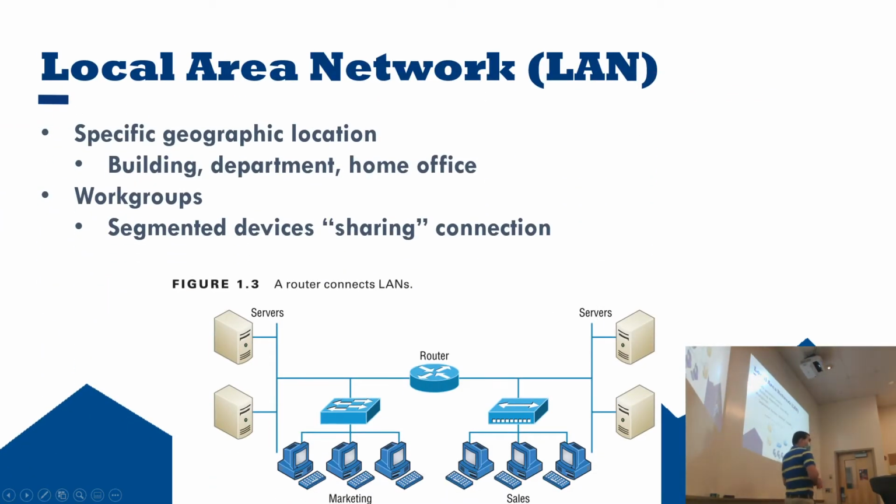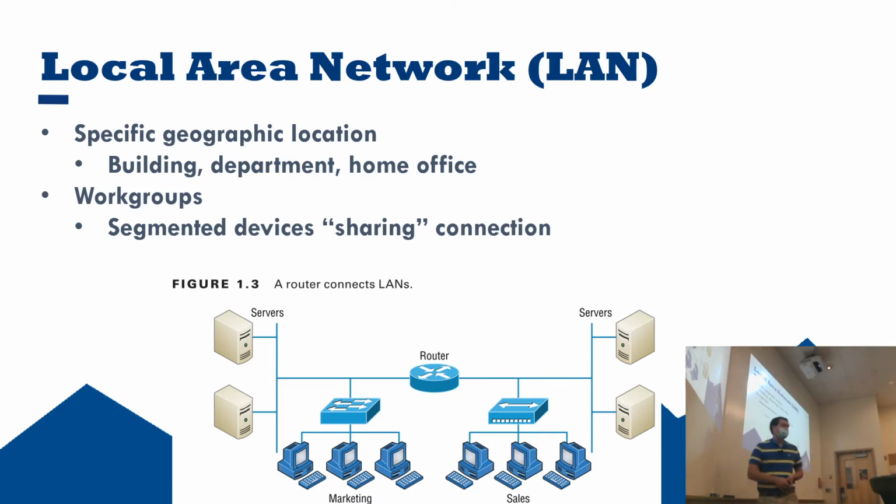So one specific type of network is a local area network. And as the name would imply, it is specific to one geographic location. So for example, let's say we had 2 buildings. Are they going to be a local area network? Yes or no? 2 separate buildings. They're not going to be a local area network. It's going to be specific to one building, maybe one department, maybe a home office, whatever we want to have.